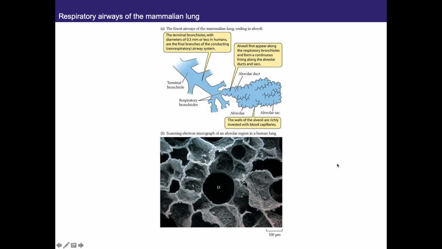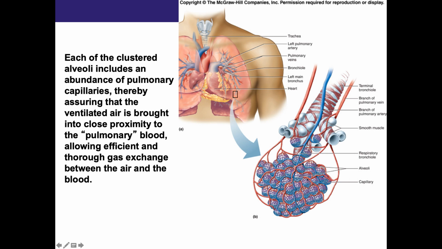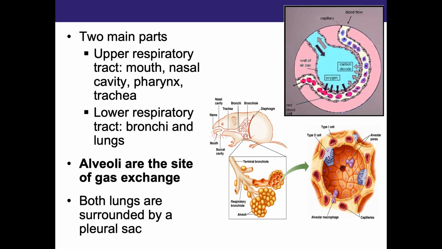But I do want to impress upon you all of the capillary beds that surround each of those alveolar sacs. That's a pretty important part of this as well. So in close proximity of those alveolar sacs is the pulmonary blood circulation that allows for very efficient and thorough gas exchange between air and blood. All right, so let's focus now on the alveoli, right? Alveoli is plural for alveolus, and again, they are the site of gas exchange.